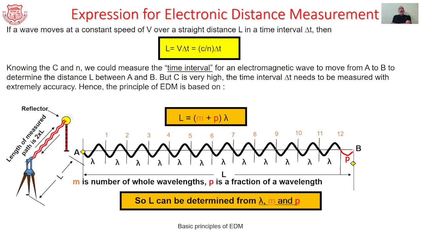However, as we discussed previously, the value of the c is to the tune of 3 into 10 raised to 8 meter per second. And hence, the measurement of the interval delta t will need highly advanced instrumentation and it needs to be measured with extreme accuracy. This is very difficult proposition and hence this electromagnetic distance measurement is based on this expression L is equal to m plus p into lambda.